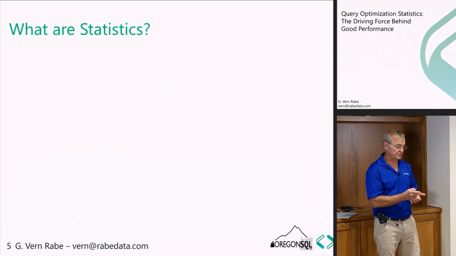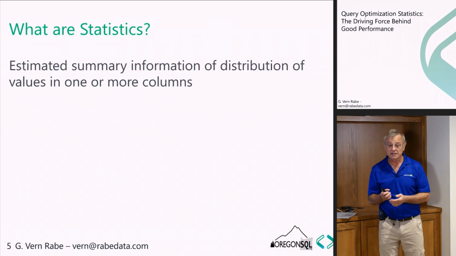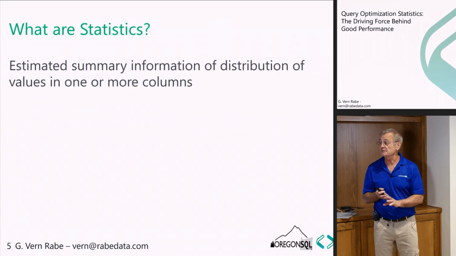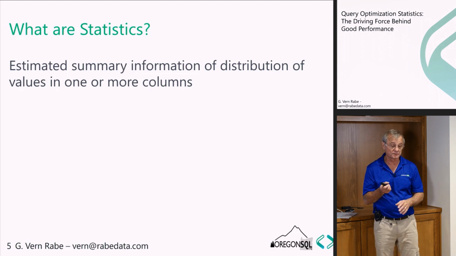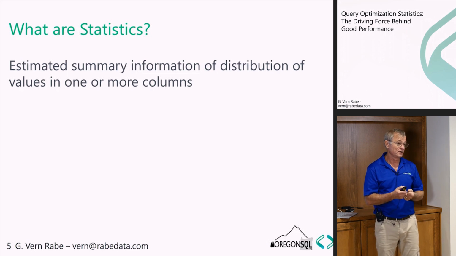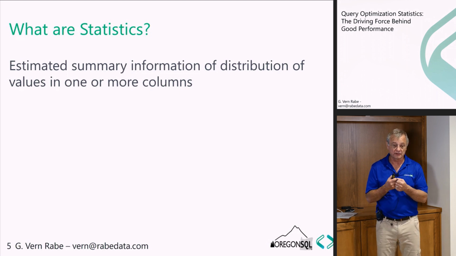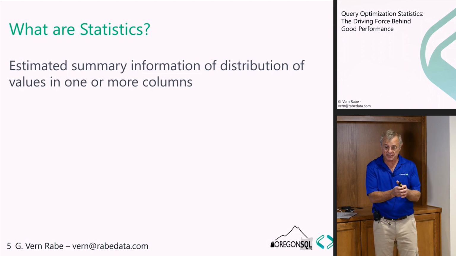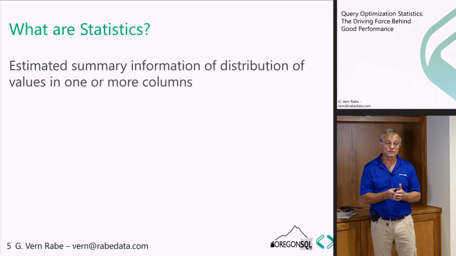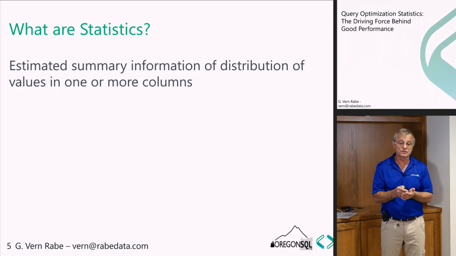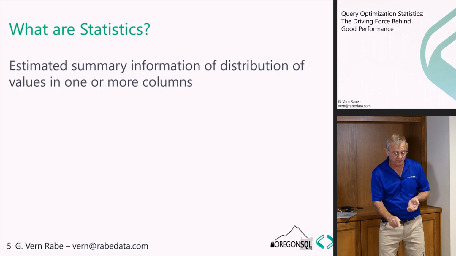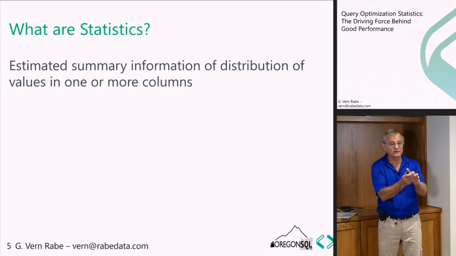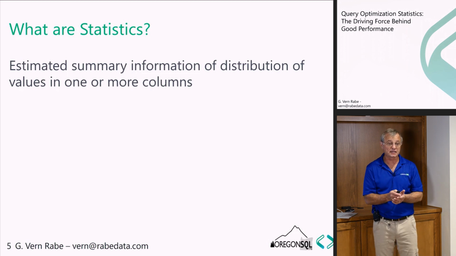So exactly what are statistics? And this is a key phrase right here, a couple of important terms here. Estimated summary information of the distribution of values in one or more columns. Key thing is estimated. These are not precise values, they're estimated, and therein lies some risk. It's summary information. It's not the detail of everything in that column. It's just some of the information, helping the optimizer determine how the data is distributed within that column. If you had 1 million rows in a table, the statistics would give you a summary of, oh, we've got so many in this range, so many in this range, that kind of summary information.